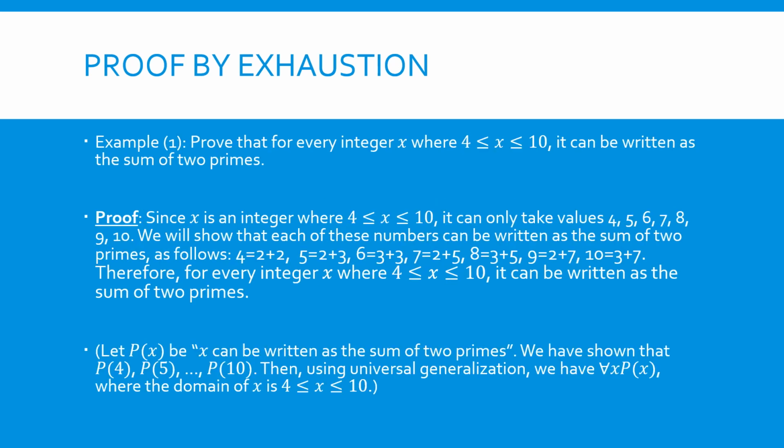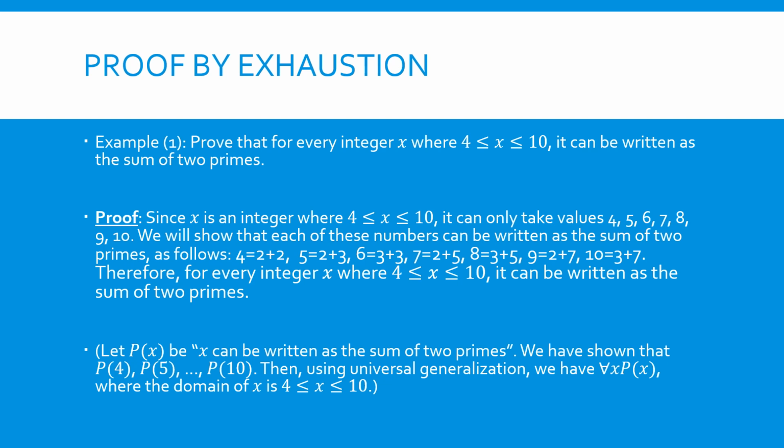Let's look at the first example. Prove that for every integer x, where x is between 4 and 10, it can be written as the sum of two primes. The key to proving the proposition is to notice that it has a small and finite domain. In other words, we only need to discuss the cases when x takes values between 4 to 10.